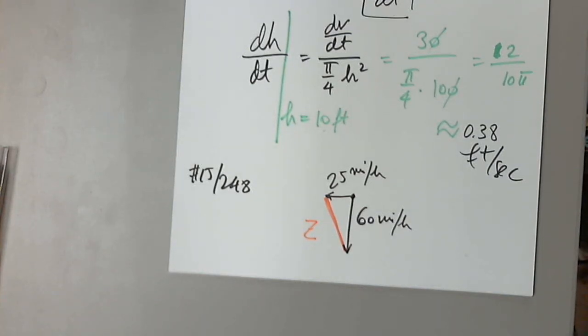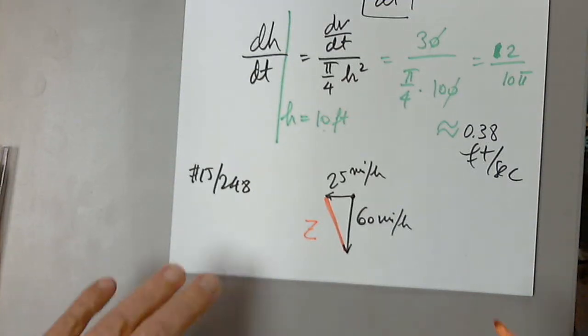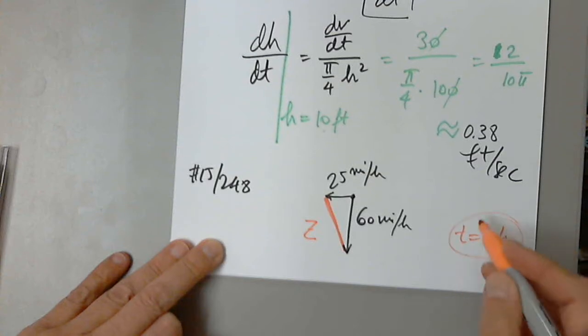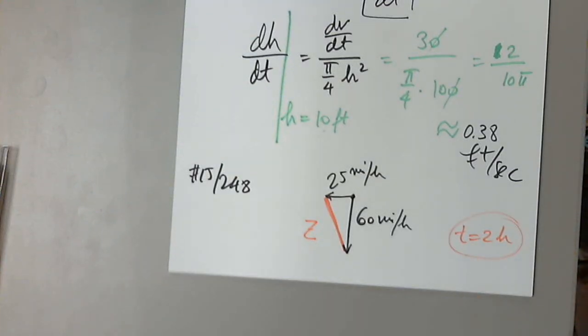So they start at the same point. One is going south at 60 miles per hour, and the other one is going west at 25 miles an hour. And the distance between the two cars is what we're interested in. We want to determine the rate of change of the distance with respect to time. It says when t equals 2 hours, 2 hours later after the starting point. So what do we do?